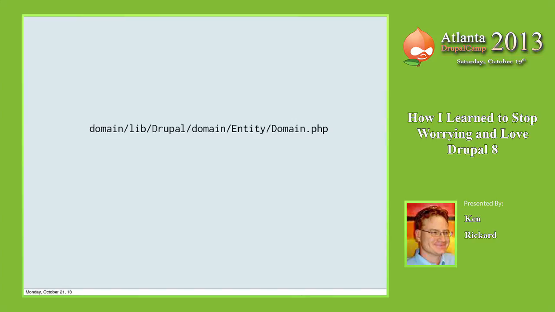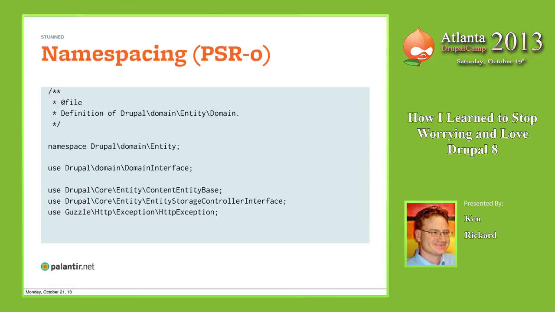We don't do that anymore. Instead, we have a class that defines the entity according to the entity spec, and we'll talk a little bit about how that works. But this can be quite jarring to people. Why do I have a file nested three levels deep into my system? The answer to that actually is namespacing.